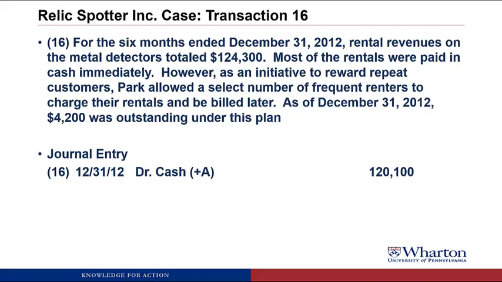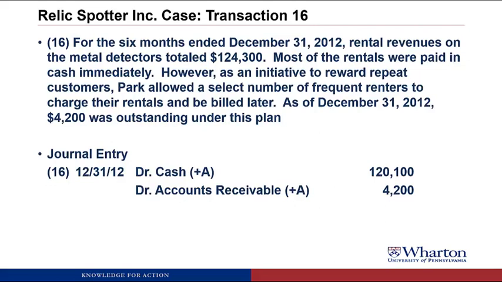We also have these accounts receivable, which are an asset. We make assets go up through a debit, so we debit accounts receivable $4,200. Remember, we always use the term accounts receivable for money owed to us by customers based on providing them goods or services in the past.